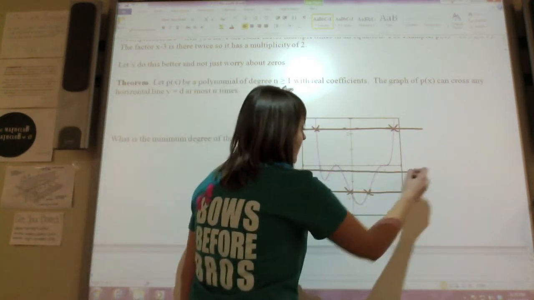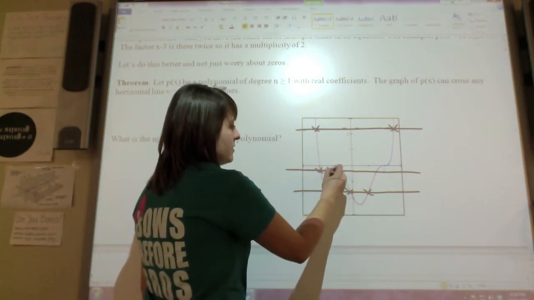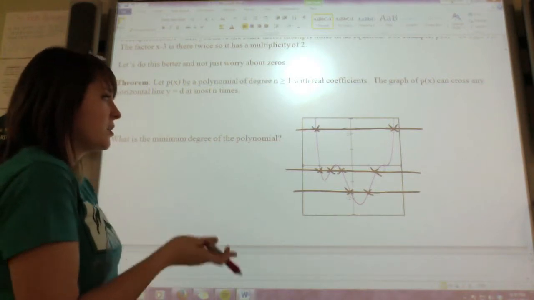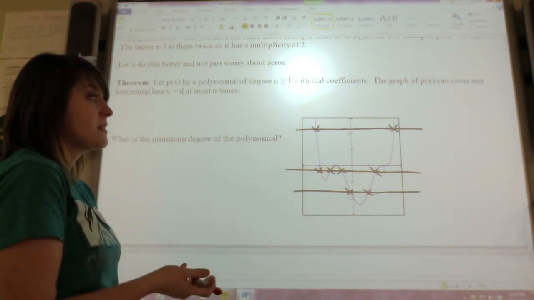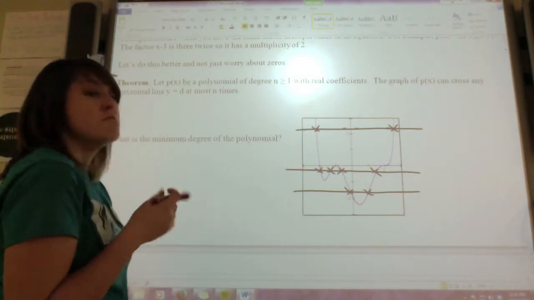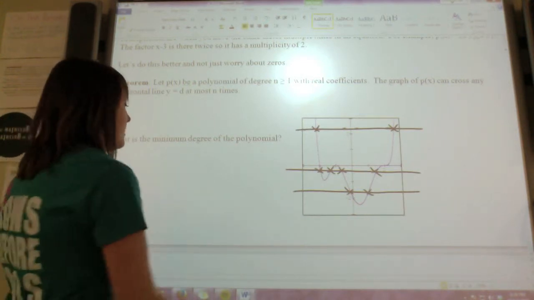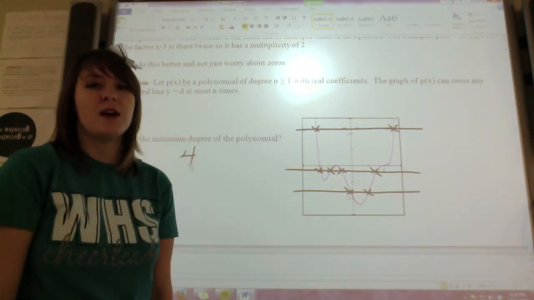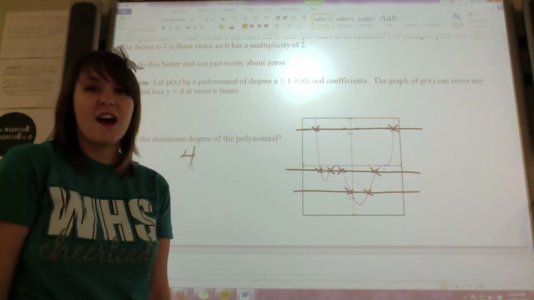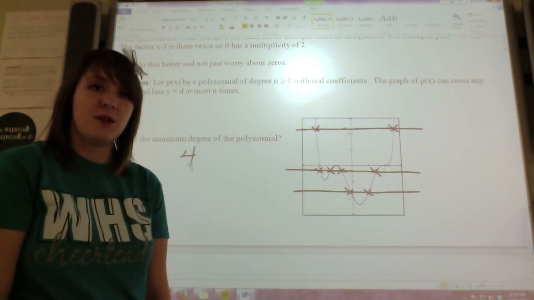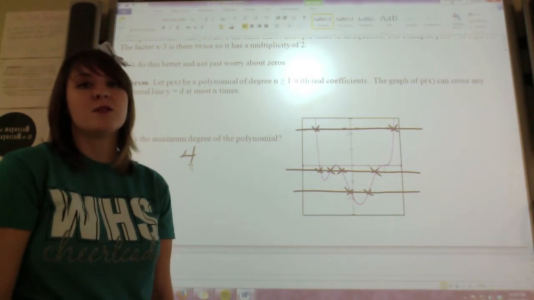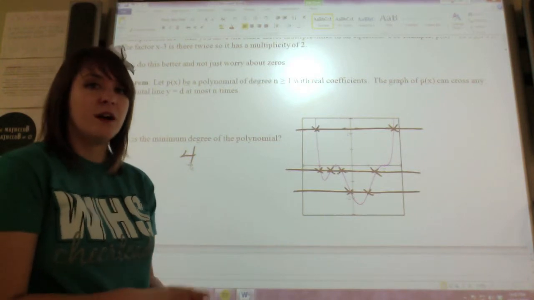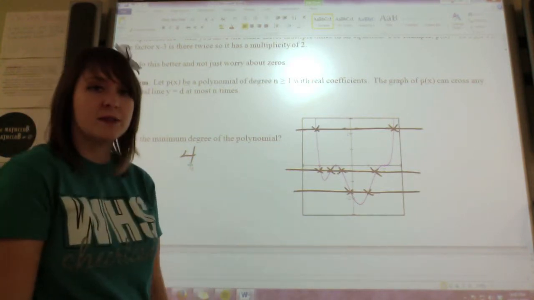Well, if I draw a line right here, I'm crossing in 1, 2, 3, 4 spots. I personally can't see another place where it could cross in more spots than that, so I'm going to say the minimum degree of this polynomial is 4. Notice that I said minimum, because remember that in a graph, you could have complex zeros that aren't being represented or multiplicities that aren't being represented. So the absolute bare minimum degree of this function would be 4, because it's obviously going to cross in 4 spots.